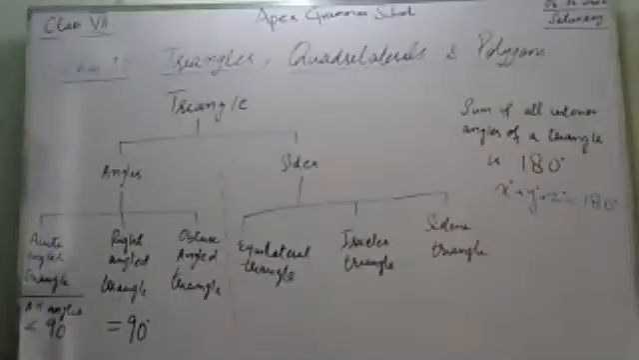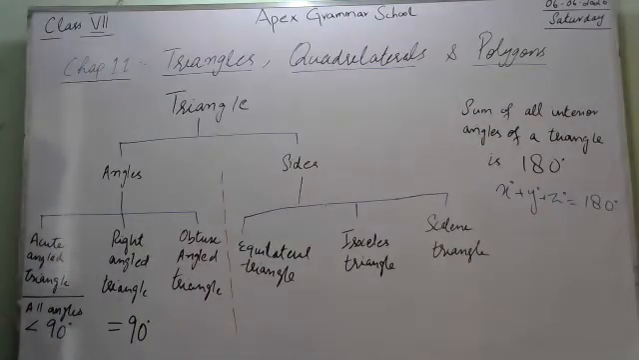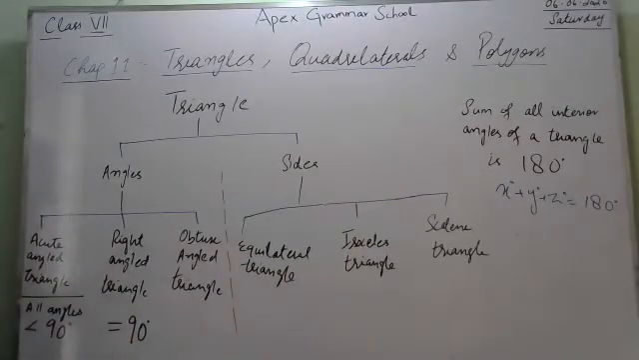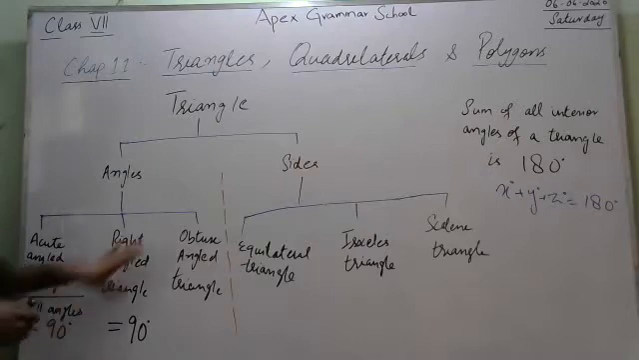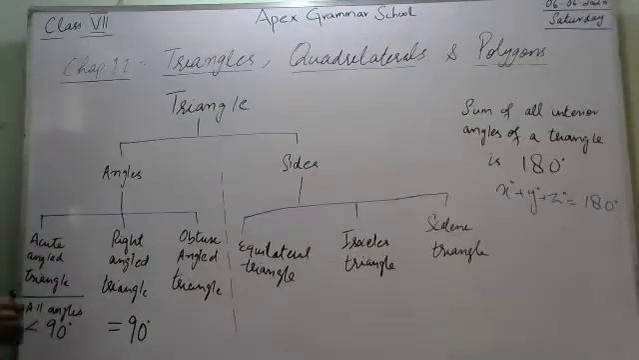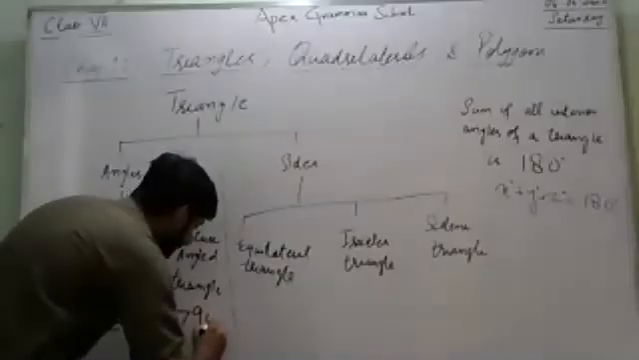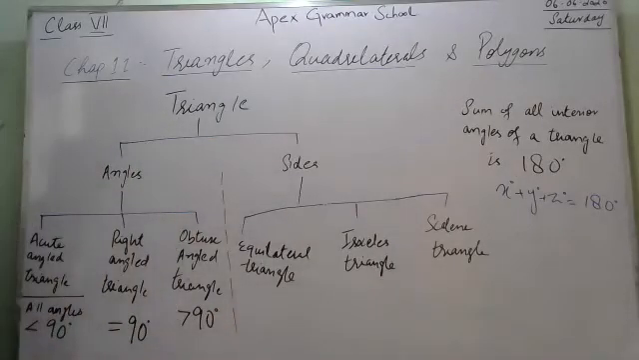ऐसे triangle जिसके अंदर at least एक right angle मौजूद हो, 90 डिग्री के एंगल मौजूद हो, उसे हम कहते हैं right angle triangle. Next, obtuse triangle. A triangle in which one angle at least is greater than 90 degree is called obtuse angle triangle.